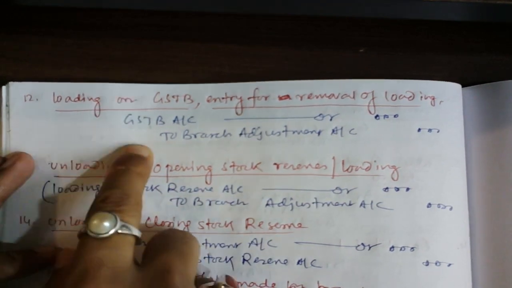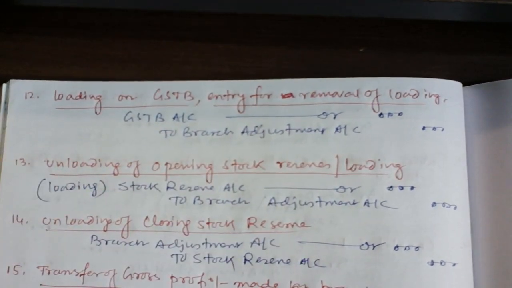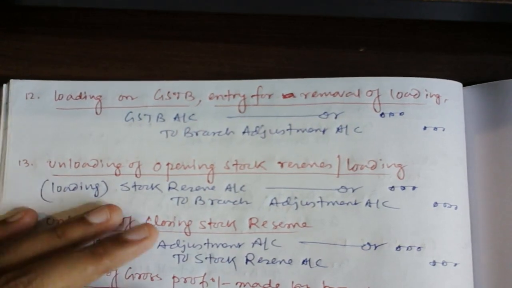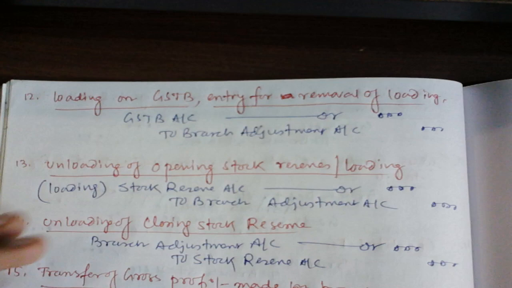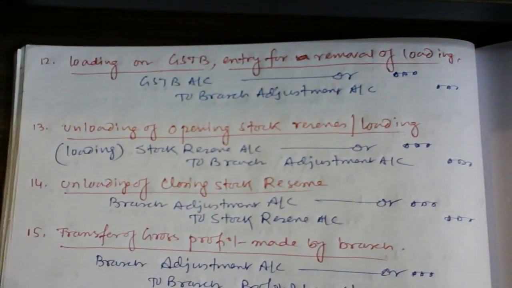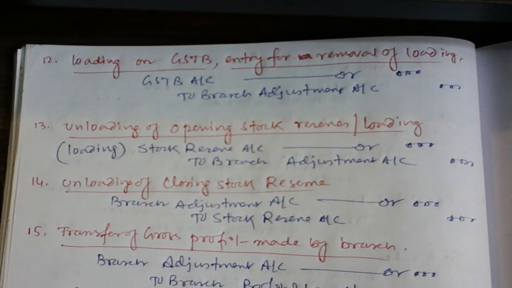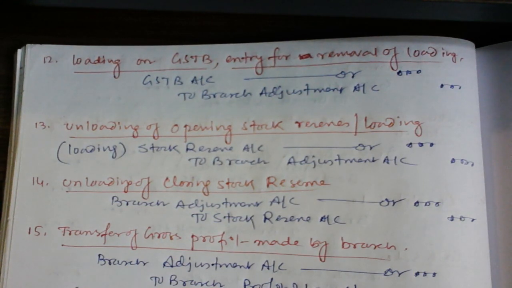Okay, so GSTB account debit to branch adjustment. Remember, GSTB account debit to branch adjustment. That is the loading on GSTB, the entry for removal of the loading. Okay, next, unloading of opening stock reserve, loading. I am repeating, unloading of opening stock reserve and loading.